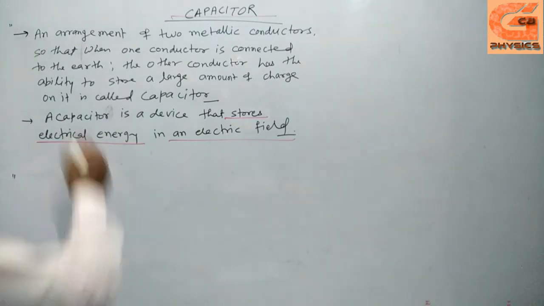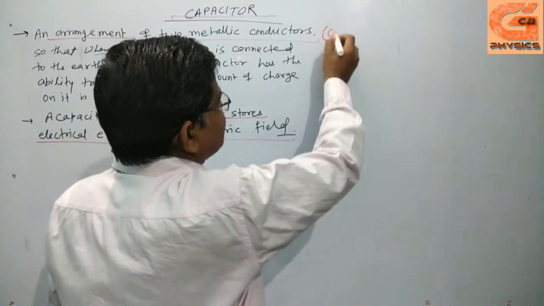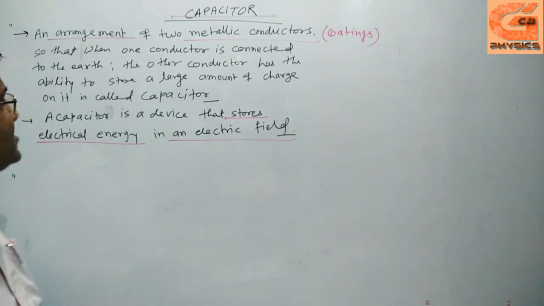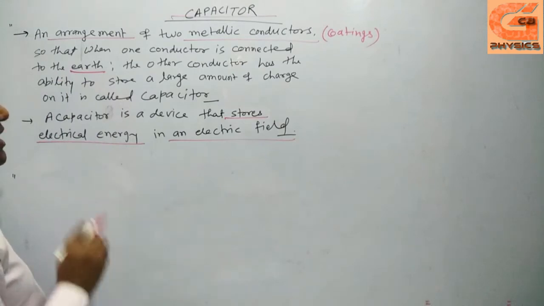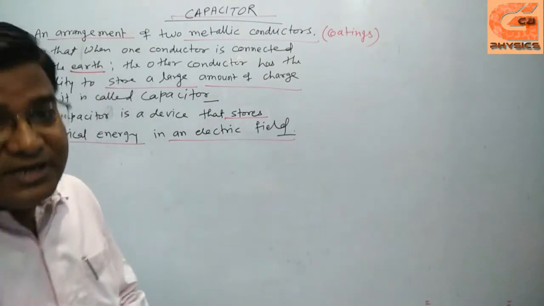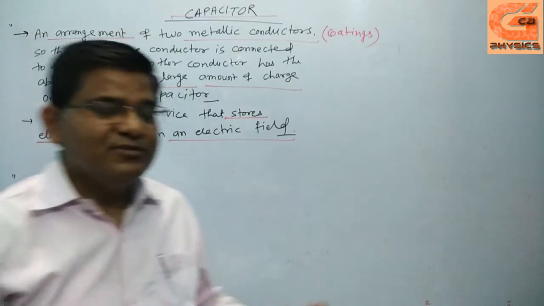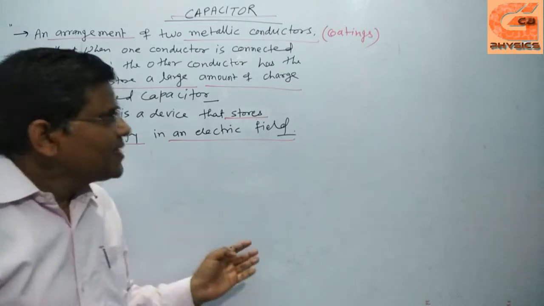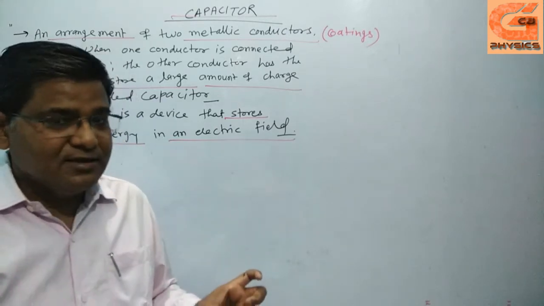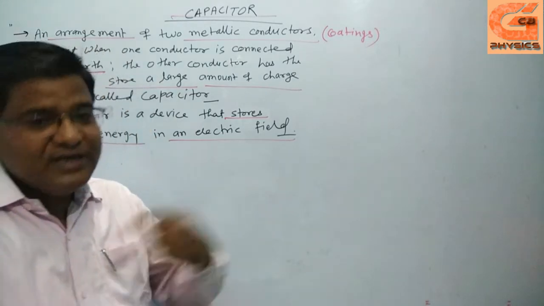And a capacitor is the arrangement of two metallic conductors. These conductors are called coatings, so that when one conductor is connected to the earth, the other conductor has the ability to store a large amount of charge. It is the arrangement of two parallel plates, spherical plates or cylindrical plates, depending upon which type of capacitor you have.